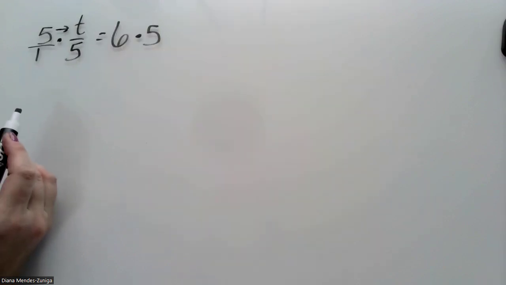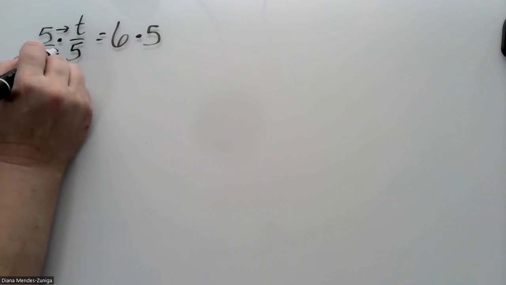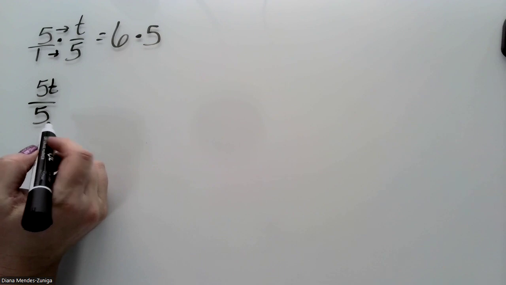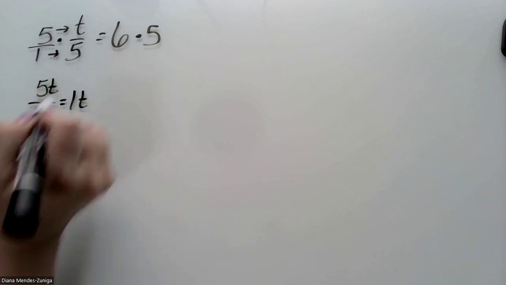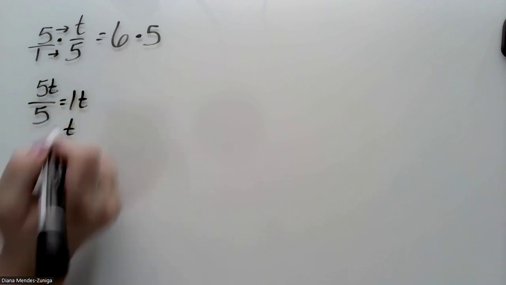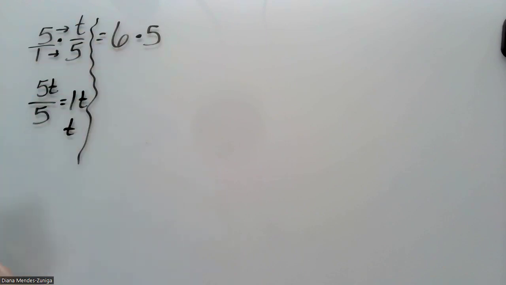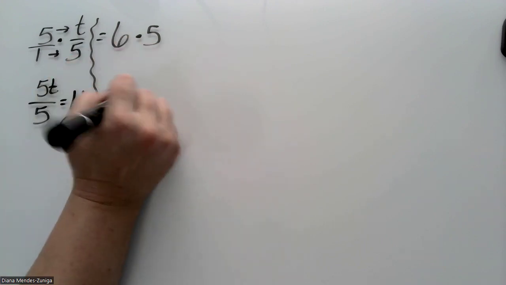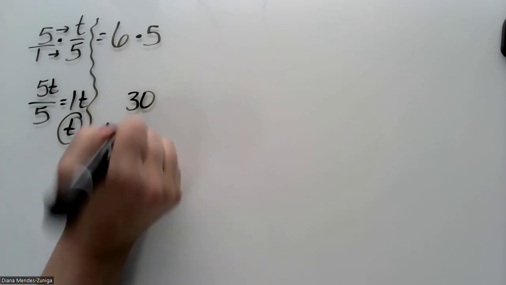Multiply 5 by t, it's going to equal 5t. And then when we multiply 5 over 5, we get 5. So we end up with 5t over 5, which we know 5 divided by 5 equals 1. So we end up with 1t or just t. Okay, so we have this side of the equal sign fixed. It's our t. Now we have to fix the other side, and that is just 6 times 5, and that equals 30. So we end up with an answer of t equals 30.